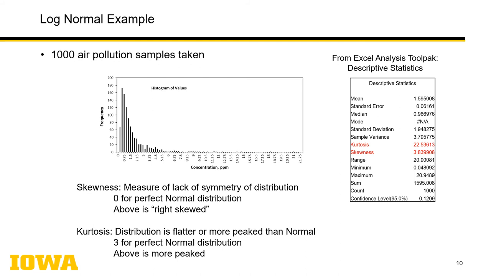So let's go through a brief example here. 1,000 air pollution samples were taken by an instrument over many, many days. This is the distribution of them. You can see it's highly skewed. I had Excel analyze them via the descriptive statistics function. It gives me the mean, standard errors, median, etc. But it also gives us kurtosis and skewness, which gives you an idea of how skewed the distribution is. Skewness, as you see here, measures a lack of symmetry of the distribution, where zero is a perfect normal distribution. So here we have a skewness of 3.83, so that's fairly highly right skewed.